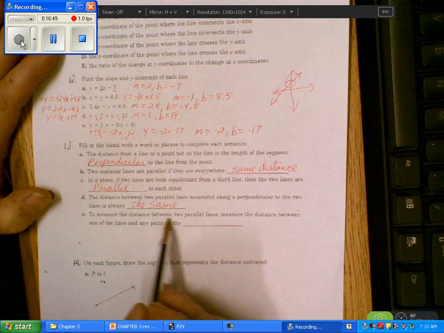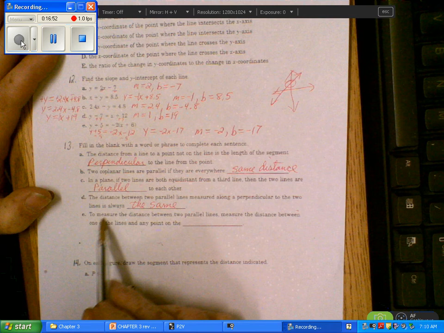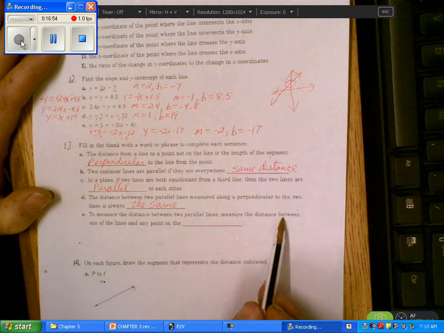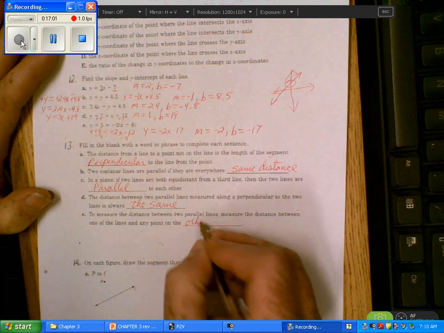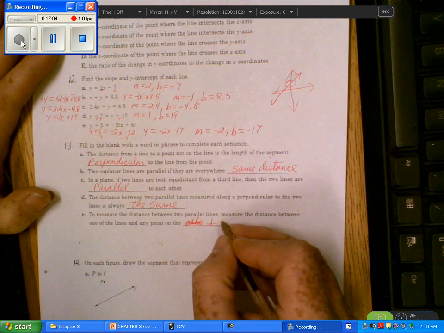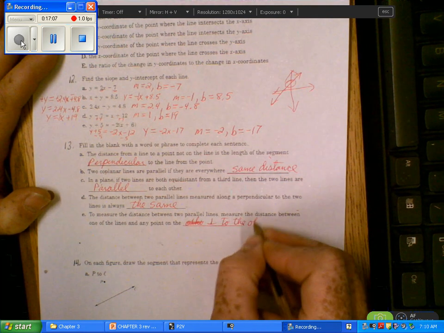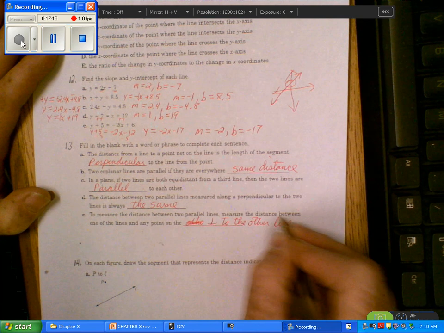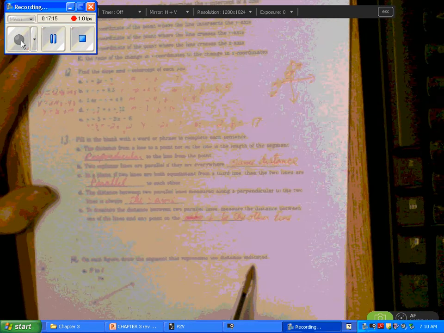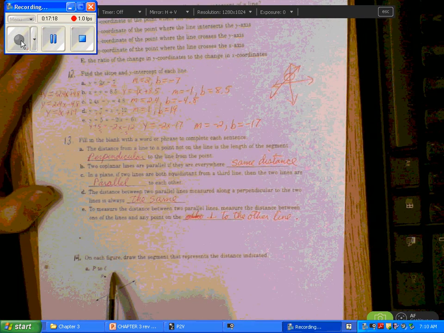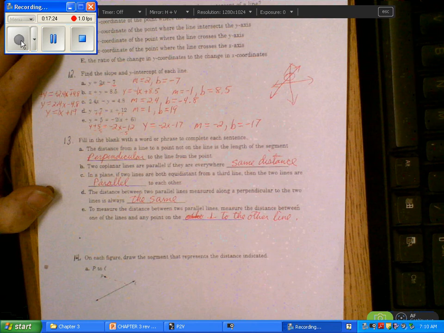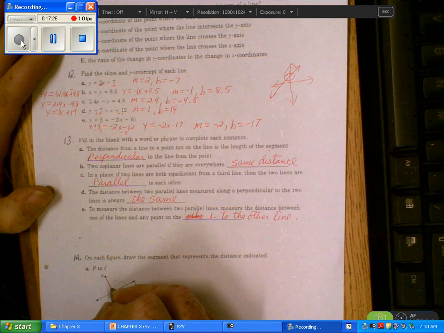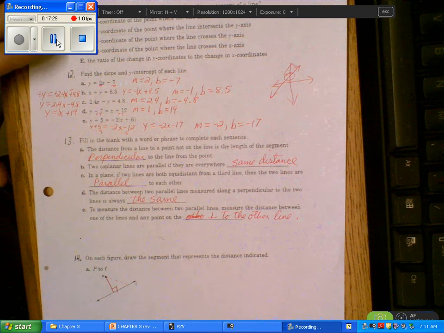To measure the distance between two parallel lines, measure the distance between one of the lines and any point on the perpendicular to the other line. And the last one, on each figure, draw the segment that represents the distance indicated. All you want to do here, remember, you don't want to draw something like that. You want it to come over to it and form right angles. And that's all of them.